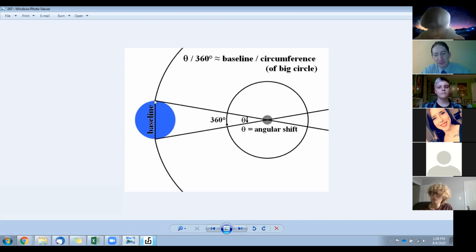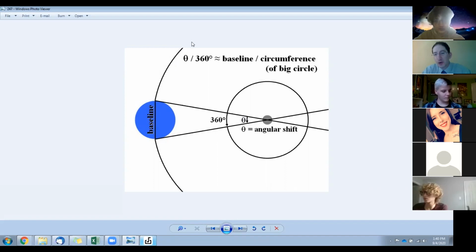And here we're looking from one side of Earth at Venus. Here we're looking from the other side. So Venus will appear over here or over here. And this angle is the angular shift between these two positions, theta. And theta is going to be some fraction of this full circle, 360, of course. There are 360 degrees in a circle. The angular shift is some fraction of it.